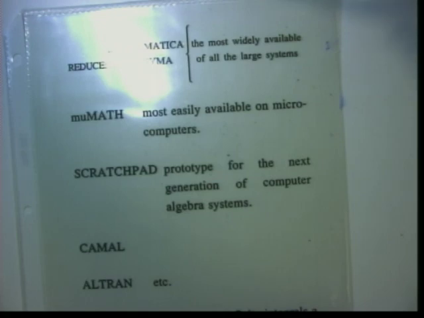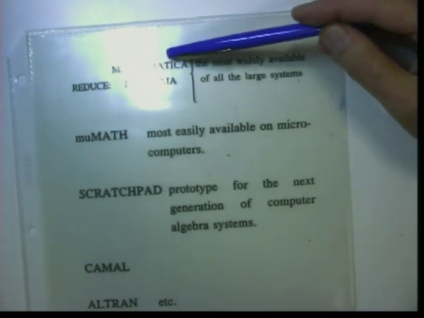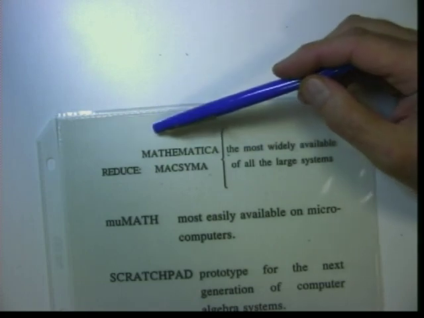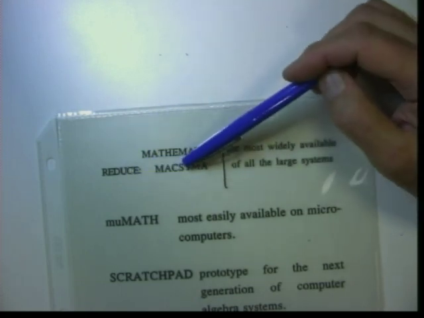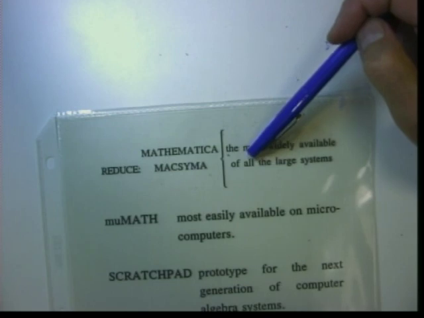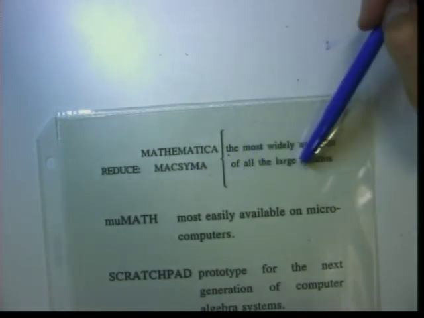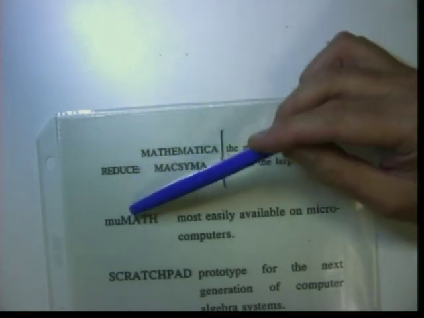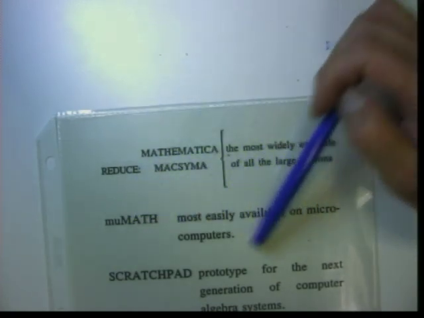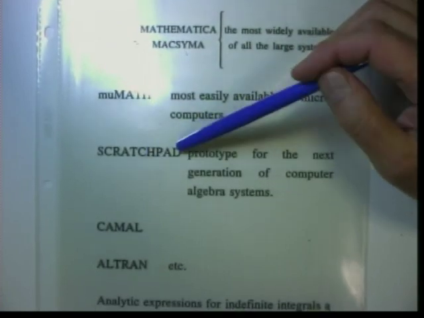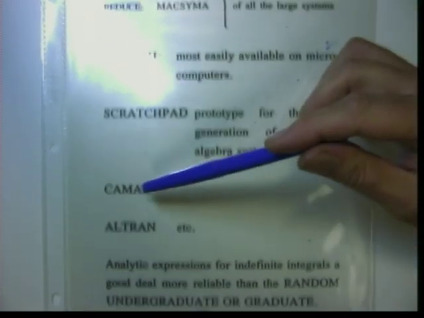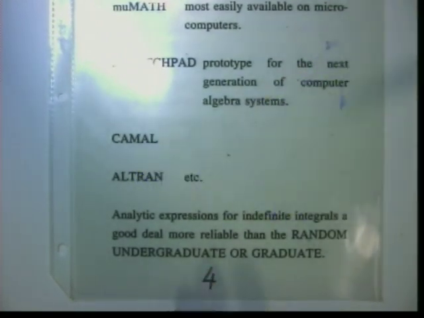Now there are many programs like Mathematica, Reduce, Maxima. I did not write Maple at the time when I prepared this; they were the most widely available of all large systems. Now there is also Maple. MuMath, easily available on microcomputers. Scratchpad, a prototype for the next generation of computer algebra systems. Camal, Altran, etc. There are many programs.